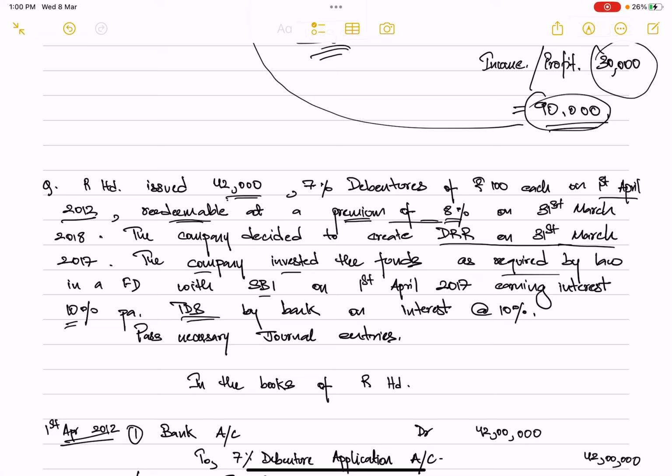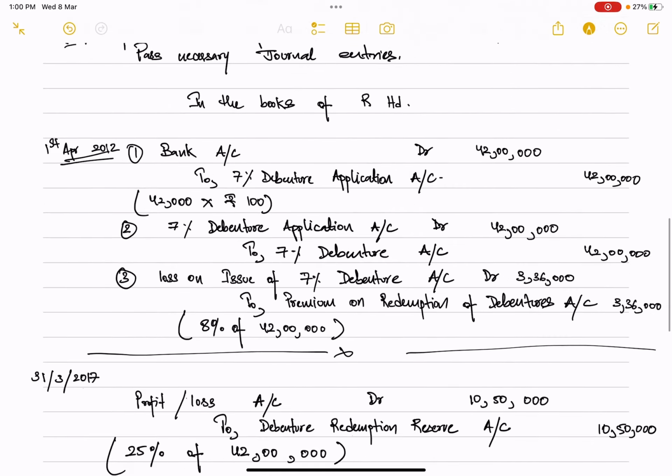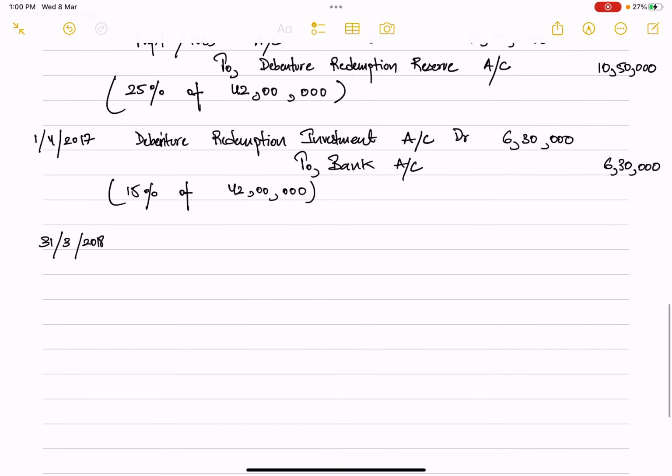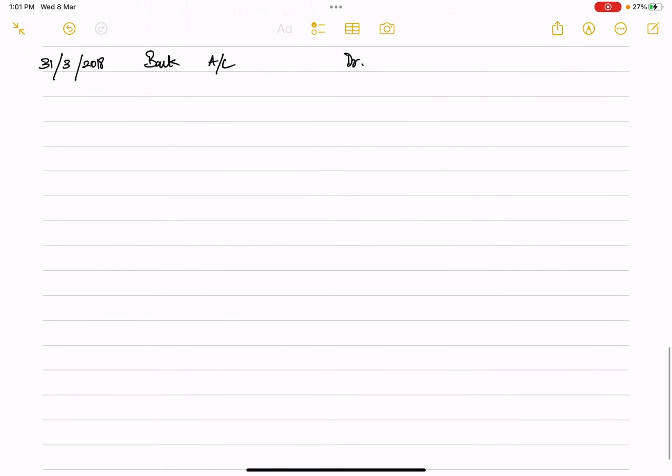And also it has been stated that on the interest we have earned, tax has been deducted at the rate of 10%. So how much will be the money that we will be receiving? So when you are closing this particular investment that you have made, this means you will be receiving money, right? So bank account will be debited. Now how much money will be debited, that we need to find out.